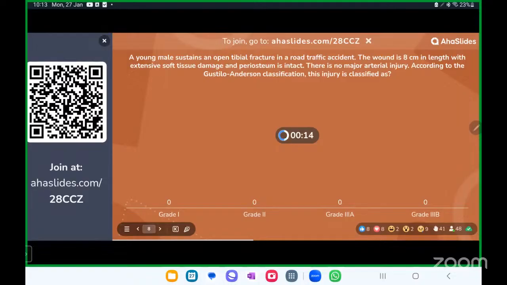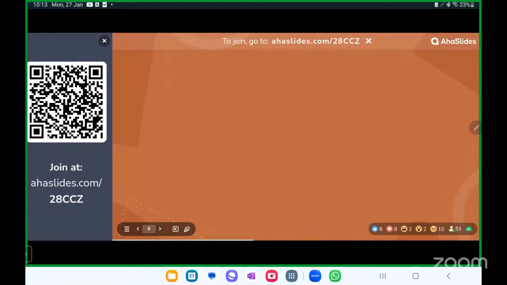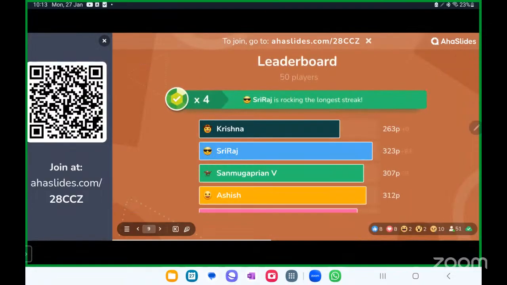Yes, Gustilo-Anderson classification is one more very important topic where you need to bookmark the pearl and know which grade is which. So here you'll see that the fracture classification is based on the size of the wound and soft tissue injury. So this will give you a clue. This must be a moderate wound size, and the periosteum is still intact, so that gives a clue. The answer is grade 3A, and most of them have answered it right.